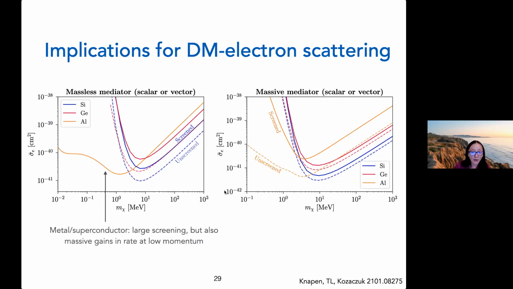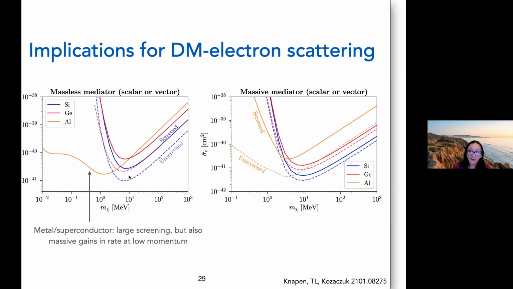As an aside, I'll note that we also use this to look at the example of a superconductor or metal. The reason is that that case is interesting because it does have a very large screening, but you also have very large enhancement if you can go to lower energy. So if you look on the right, you can see that the screening effects are enormous here. But despite that fact, it's still potentially interesting to consider these lower band gap materials because they can extend the sensitivity down here for the massless mediator case.